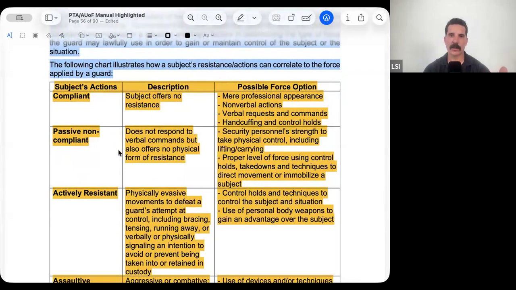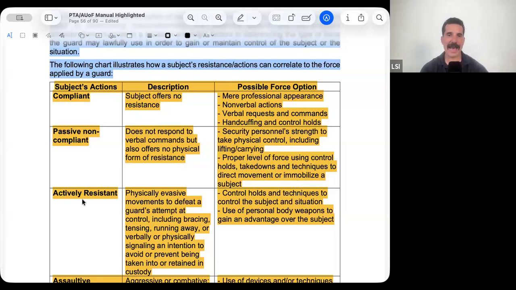Then passive non-compliant: does not respond to verbal commands, but also offers no physical form of resistance. And possible force options: security personnel's strength to take physical control, including lifting and carrying, proper level of force using control holds, takedowns, and techniques to direct movement or immobilize a subject.